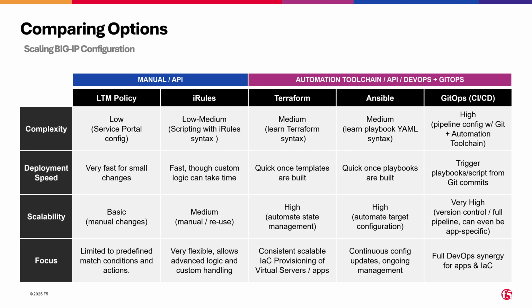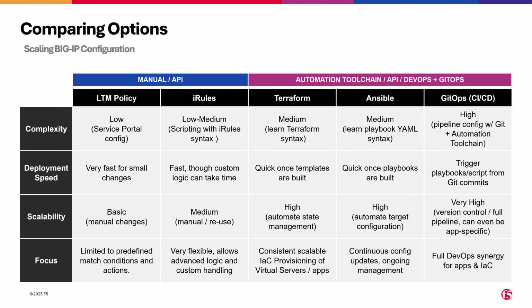At the most advanced level, GitOps integrates infrastructure changes with application development. Using a CI/CD pipeline such as Jenkins, any change made in Git automatically triggers updates. This approach has the highest complexity, but enables the fastest, most secure workflows. It allows full version control, automated rollbacks, and total synergy between app and infrastructure teams. It's ideal for mature environments with strong DevOps processes.